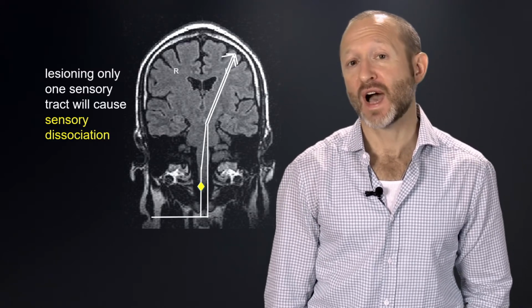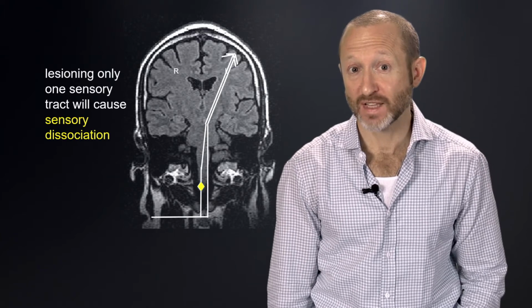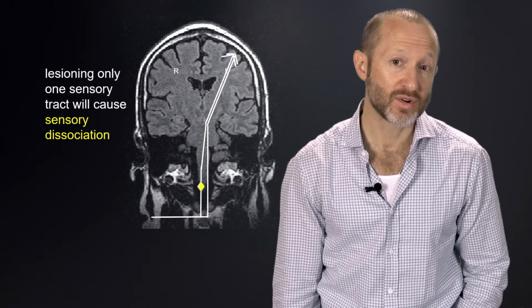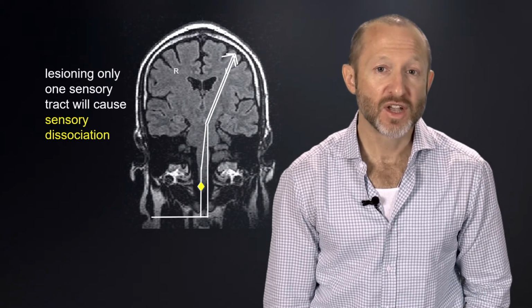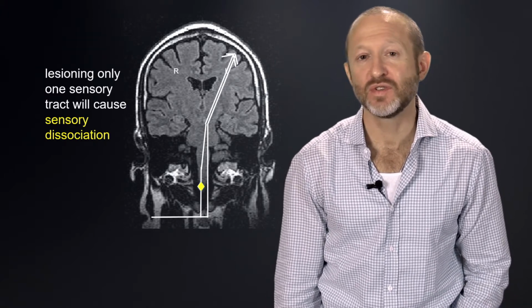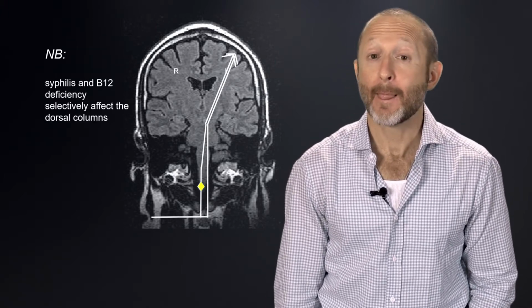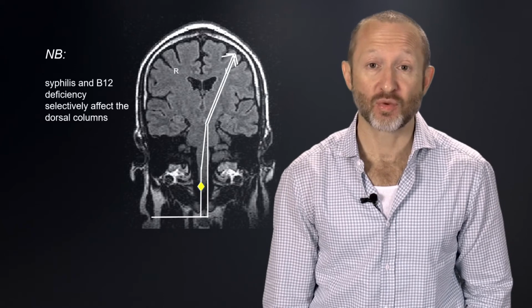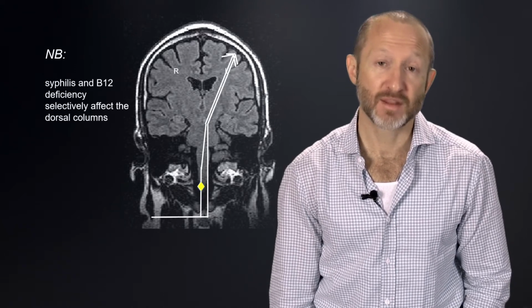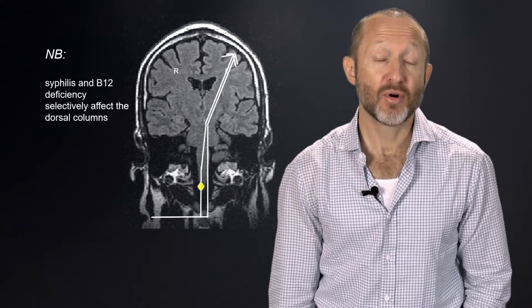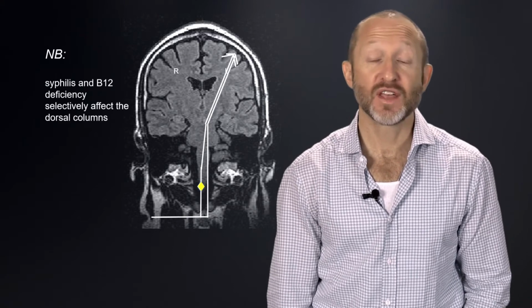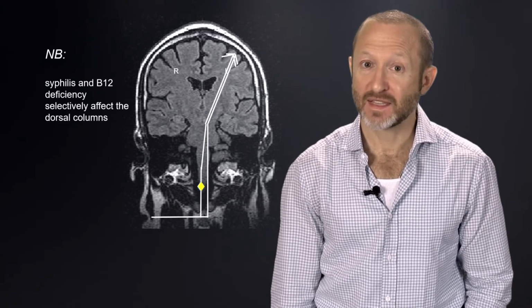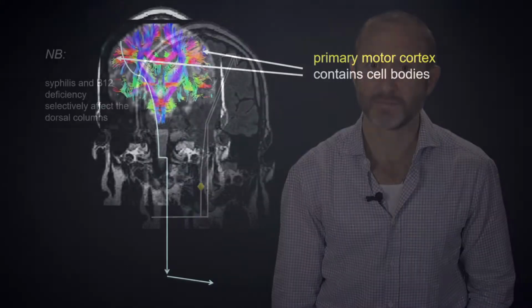And it's a very important concept in tropical and infectious neurology because there are several disorders that have a proclivity towards lesioning only one of these two ascending sensory tracts. The most classic examples that you've learned already are syphilis and vitamin B12 deficiency, both of which have a tendency to lesion the dorsal columns, but not the lateral spinothalamic tract.